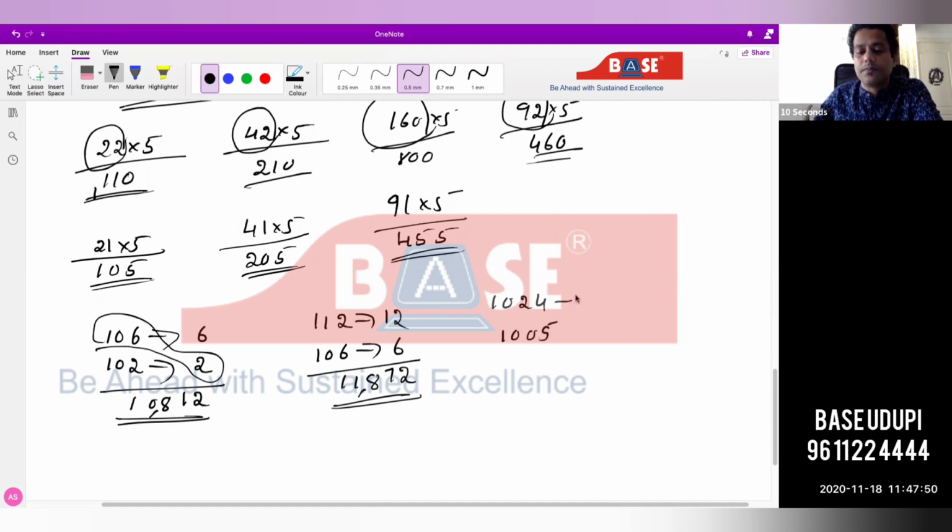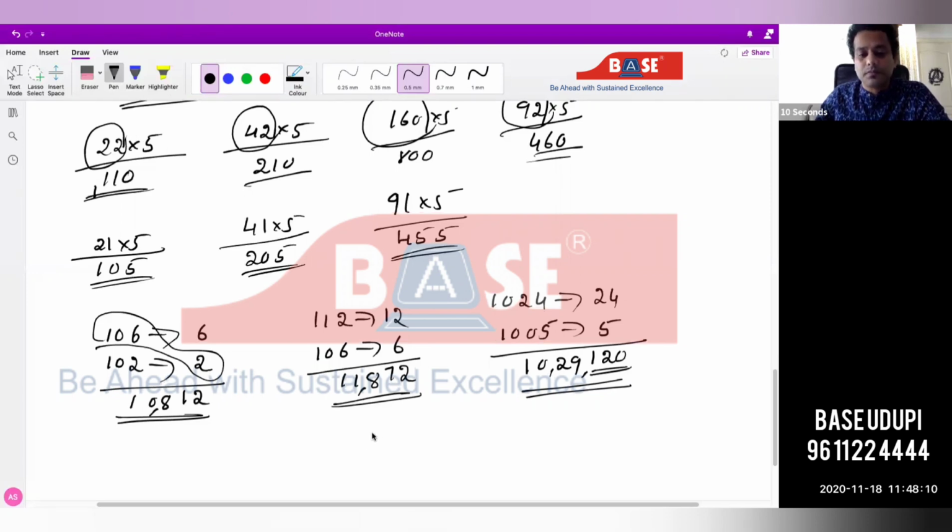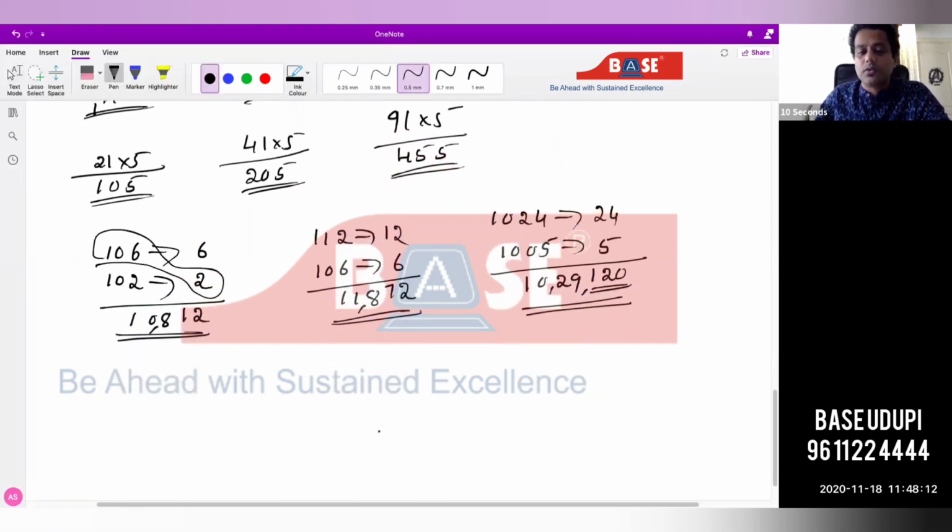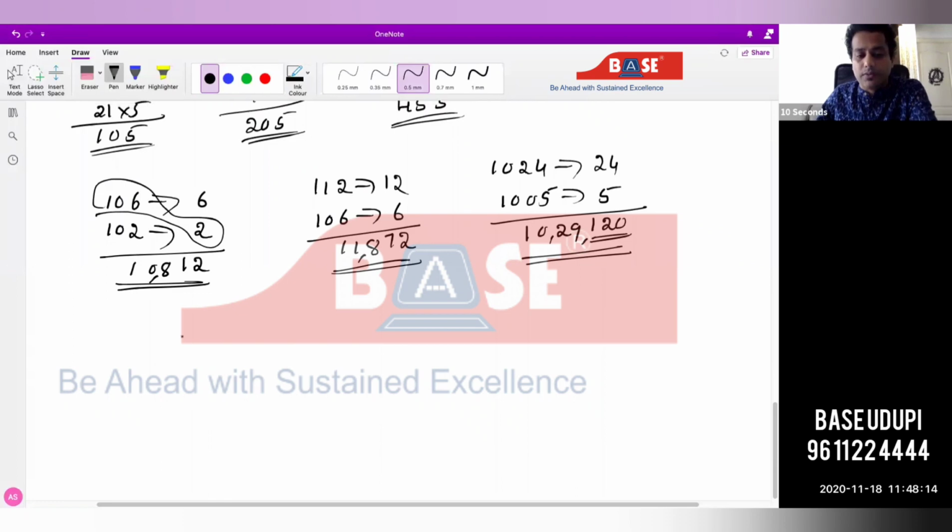Say 1024 into 1005. 24 more than 1000, 5 more than 1000. What is 24 into 5? 120. How many digits? 3 digits. Anything to carry? Nothing to carry. 1024 plus 5 is what? 1029. So 10 lakh 29,120.